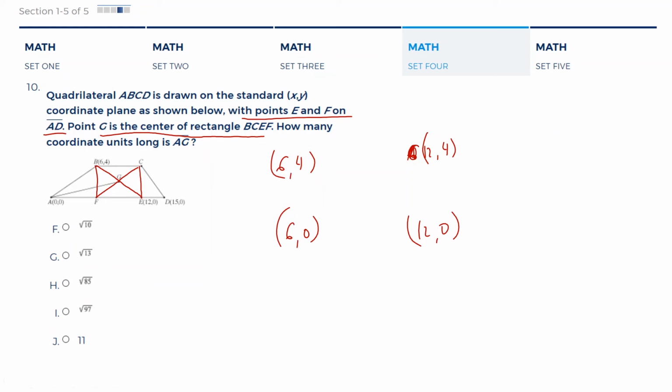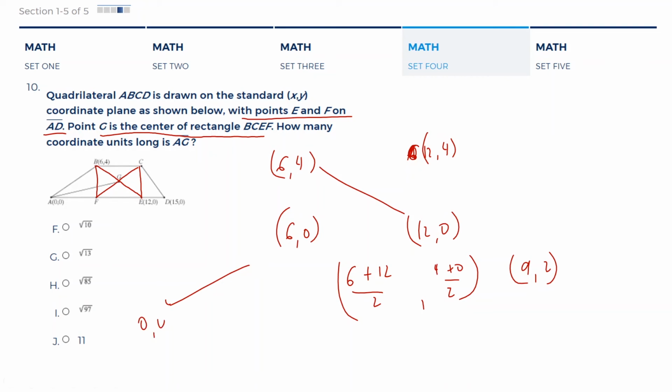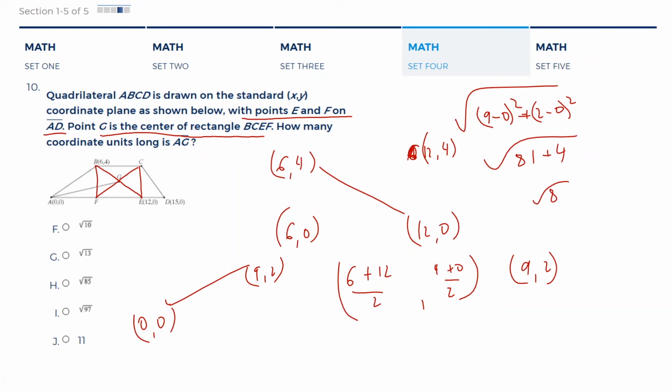All right, good. So now what about the diagonal? The center is going to be the midpoint, so it's 6 plus 12 over 2, comma 4 plus 0 over 2. So I get 9, comma 2. This point is 0, 0 and here this point is 9, 2, and I need to do the distance formula. 9 minus 0 squared plus 2 minus 0 squared is 81 plus 4, which is equal to root 85. Oh, long problem. H. Nice.